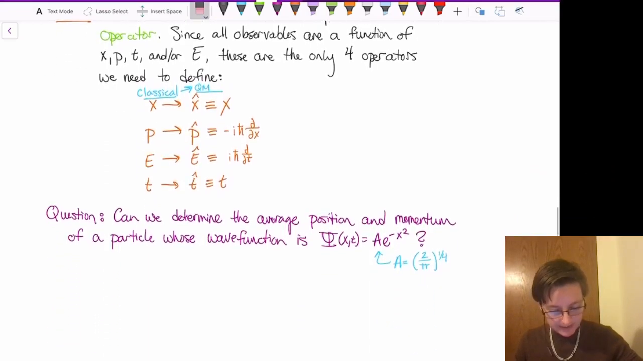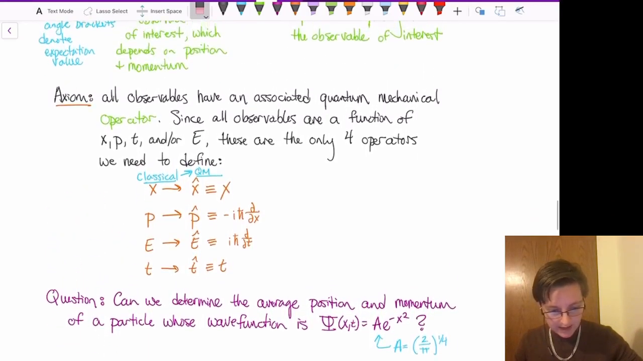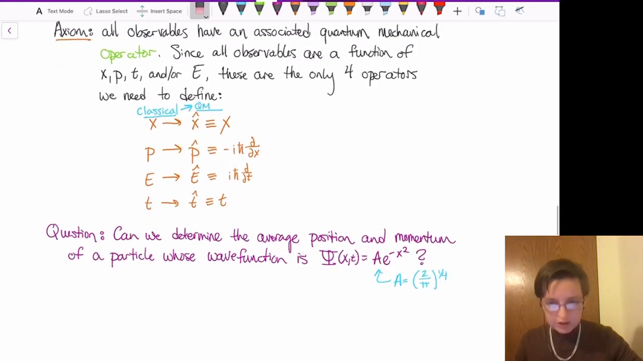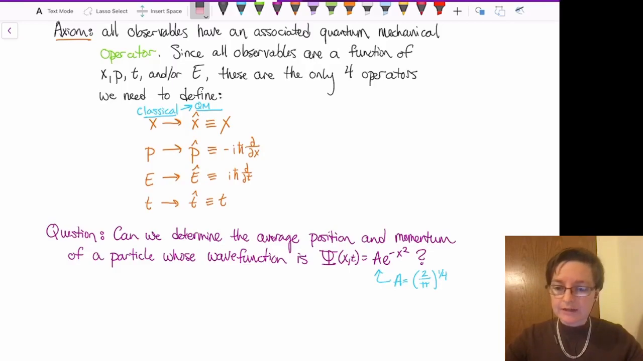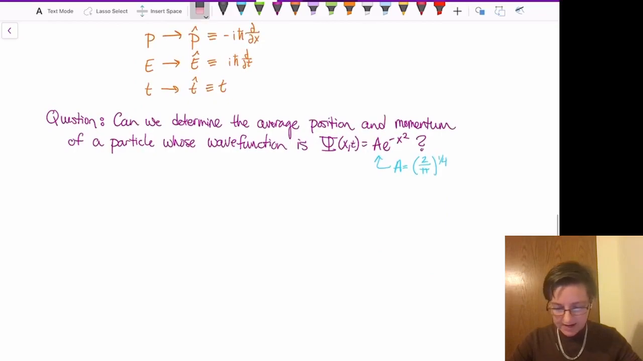Okay, so let's try and make this more concrete. Can we use Ehrenfest's theorem and our newfound knowledge about a couple different operators to determine the average position and, as a separate question, the average momentum of a particle whose wave function is the wave function that we talked about earlier in this lecture? And so our psi function, for most of this math, I'm going to just leave our constant a because it'll look a little bit cleaner as we go through. But do remember from time to time that a is equal to 2 over pi to the 1/4.